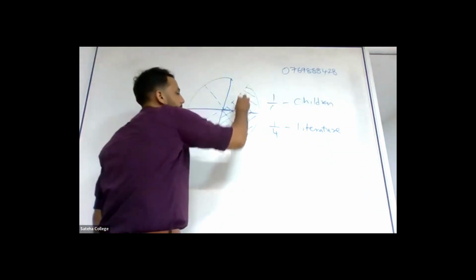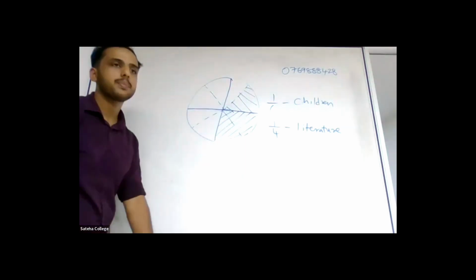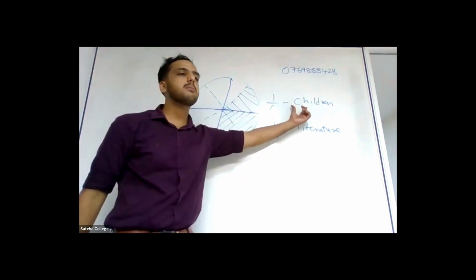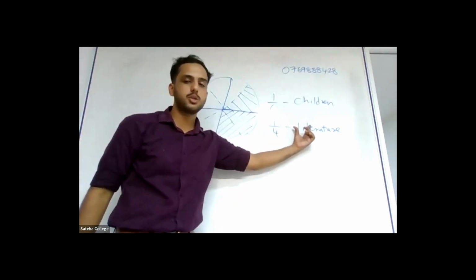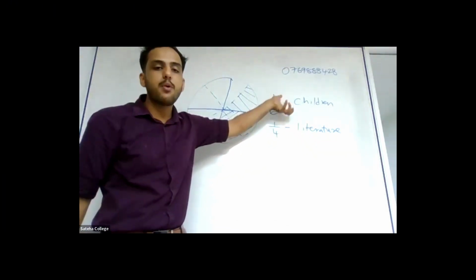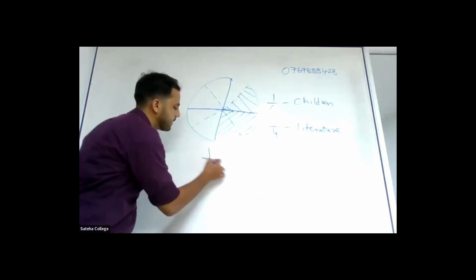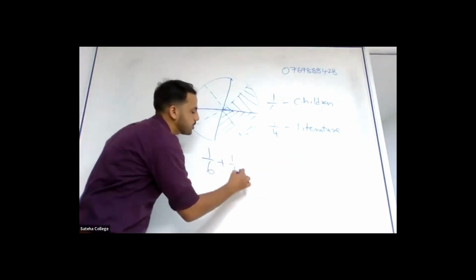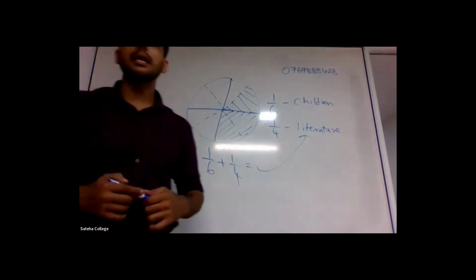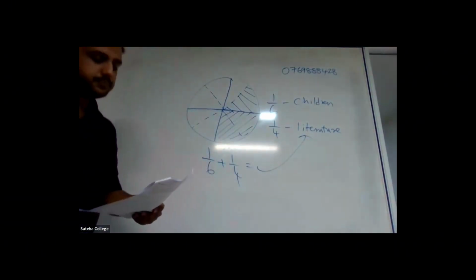Right. So if you add both of them, what will this fraction represent? Tell me the number of children's books and the number of literature books. Is that clear, everyone? Okay. So if you add 1/6 and 1/4, you will get what? So 1/6 plus 1/4 will give you the number of literature and children's books in the library. Is that clear until now? Yes. We'll move on forward. Right.